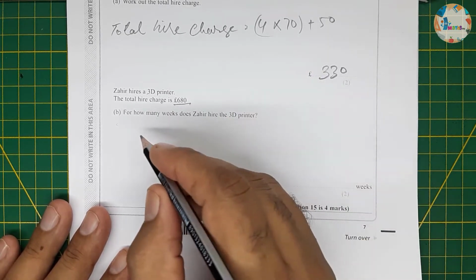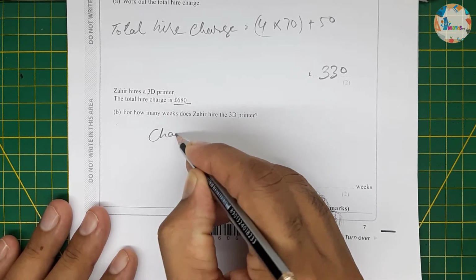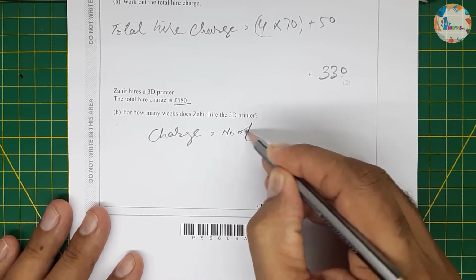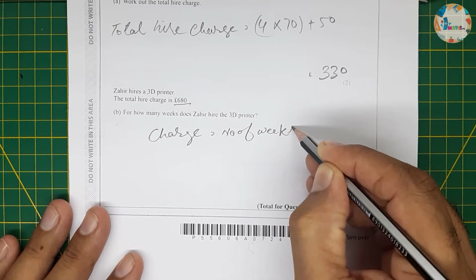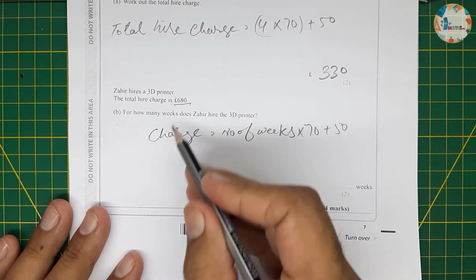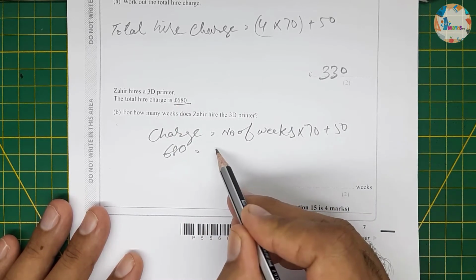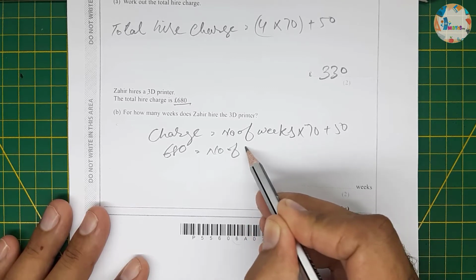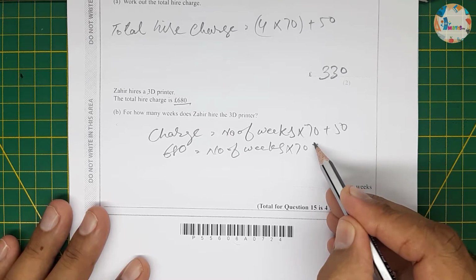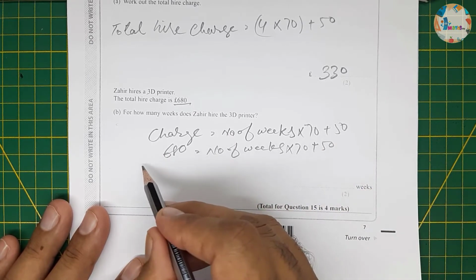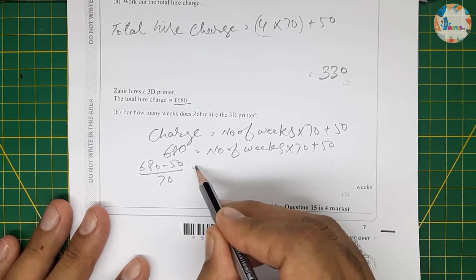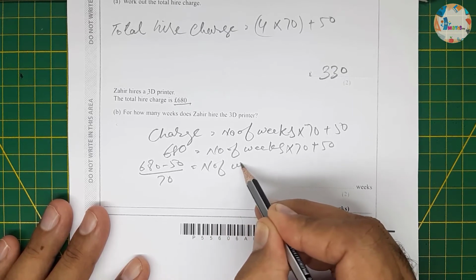So we can use the same, for example, charge will be equal to number of weeks times 70 plus 50. So this charge provided, which is 680, is equal to number of weeks. We have to calculate number of weeks and multiply by 70 plus 50. So we can rearrange, we can shift to the side. 680 minus 50 and divided by 70 will be equal to number of weeks.